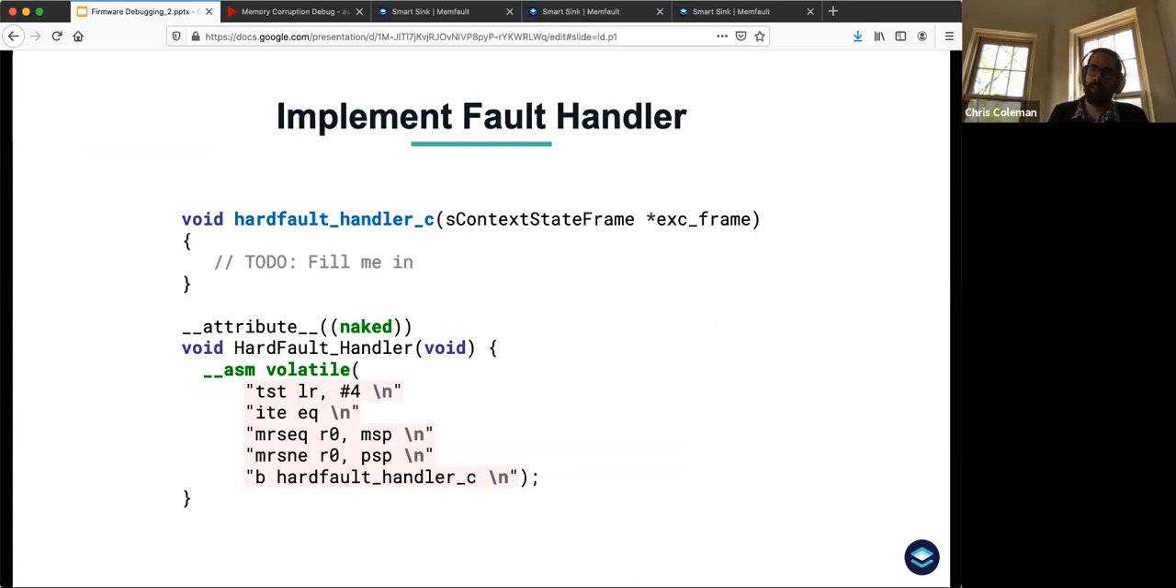So the first step that we can do ties back to what we initially learned. How do we figure out what stack was active when a fault took place? To do that, we need to read that exception return value. That can be achieved by bit 2 of that exception return value, and that will tell us if the main stack pointer or the process stack pointer was on the exception frame. And so we can take that and pass it into a function that does the handling.